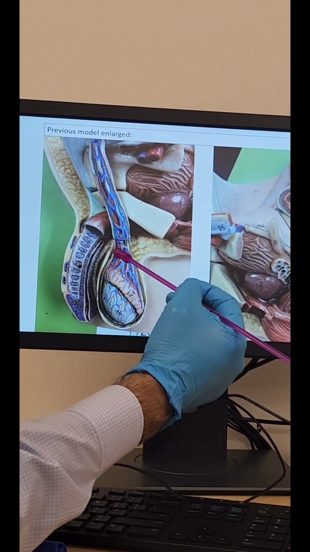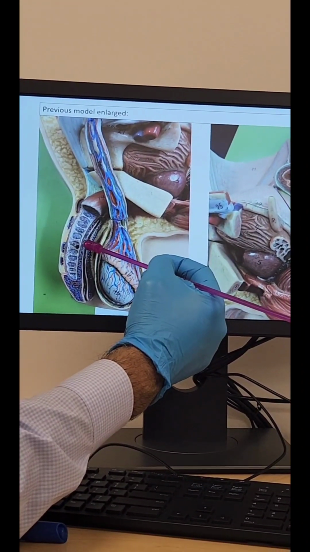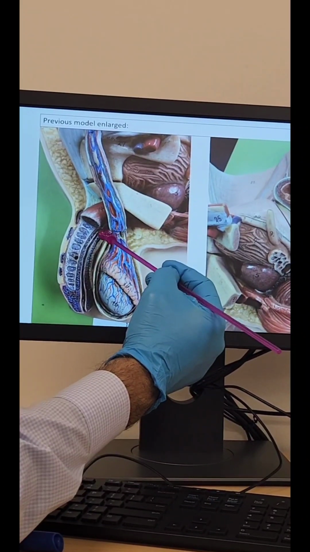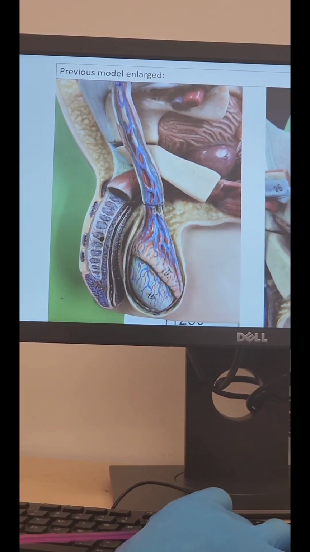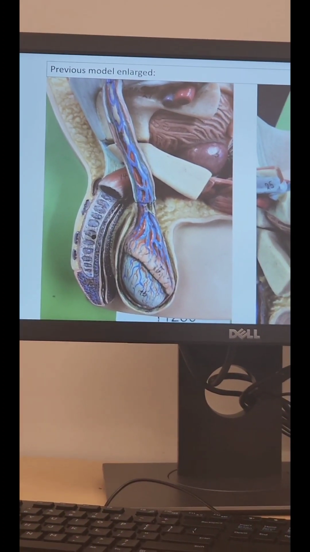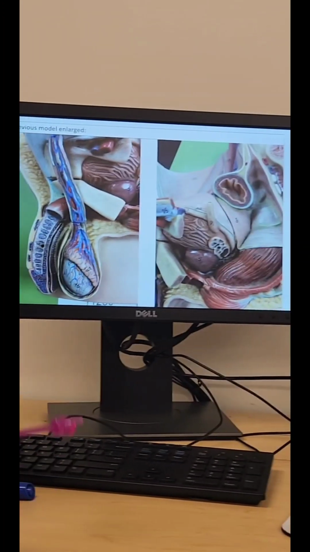And what is this purple thingy? Corpus spongiosum. What's this tube running through it? Spongy urethra. You are the best, guys. You are awesome. And the layers of the testes. Layer of the testis, so that's the outer layer.